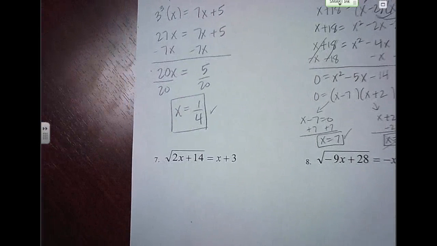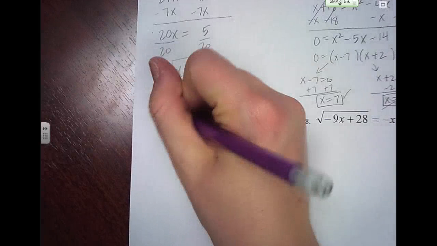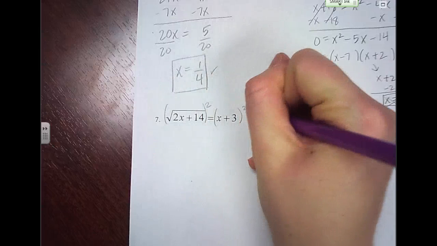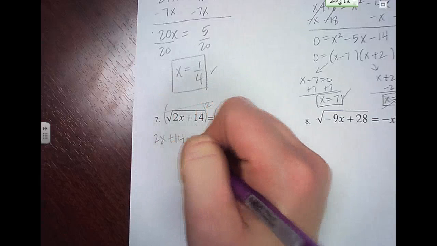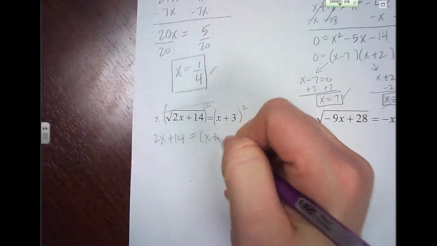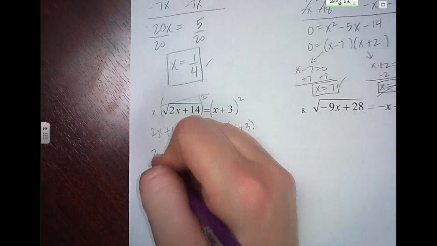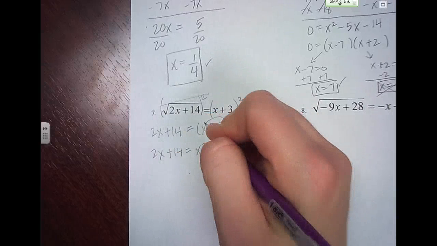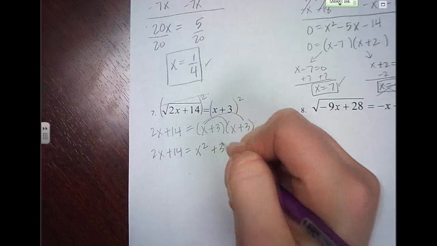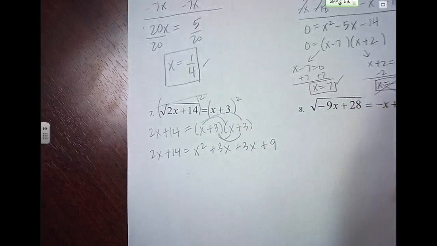Okay, number 7. Isolate the radical. So number 7 and 8 are just like number 6, but I wanted to do a couple examples of these. Okay, so square both sides. So on the left, that crosses out. We get 2x plus 14 equals, again, write this out, x plus 3 times x plus 3. 2x plus 14 equals, and we're going to multiply here, x squared plus 3x plus 3x plus 9.